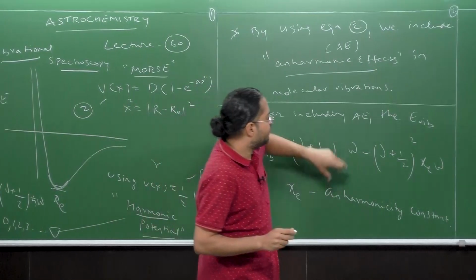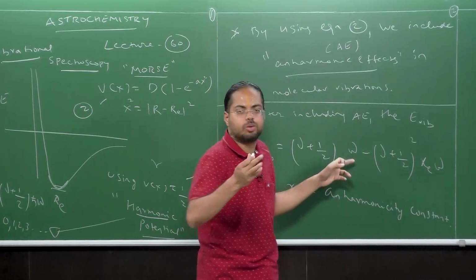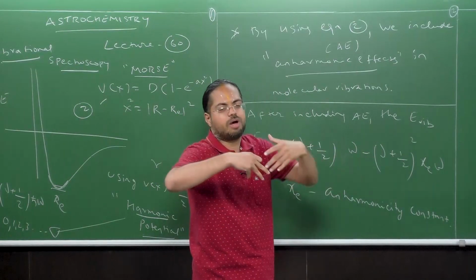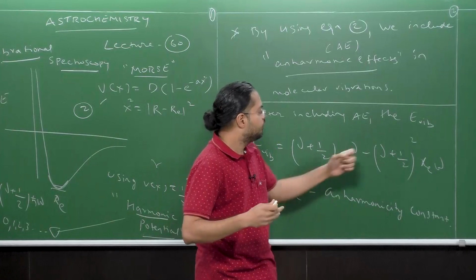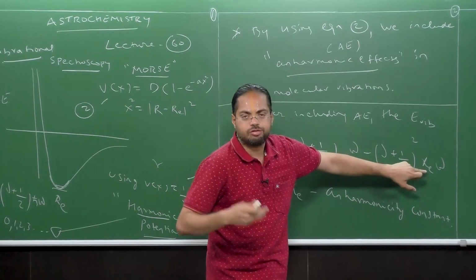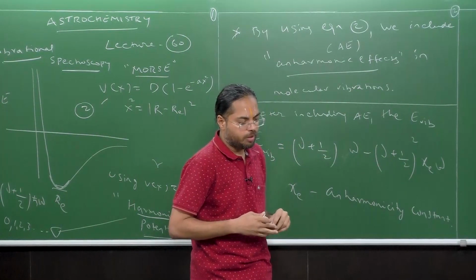So your omega, of course, has units of centimeter inverse, or however you want to express it, right? So your xe therefore has to be unitless. Just note this point, okay?